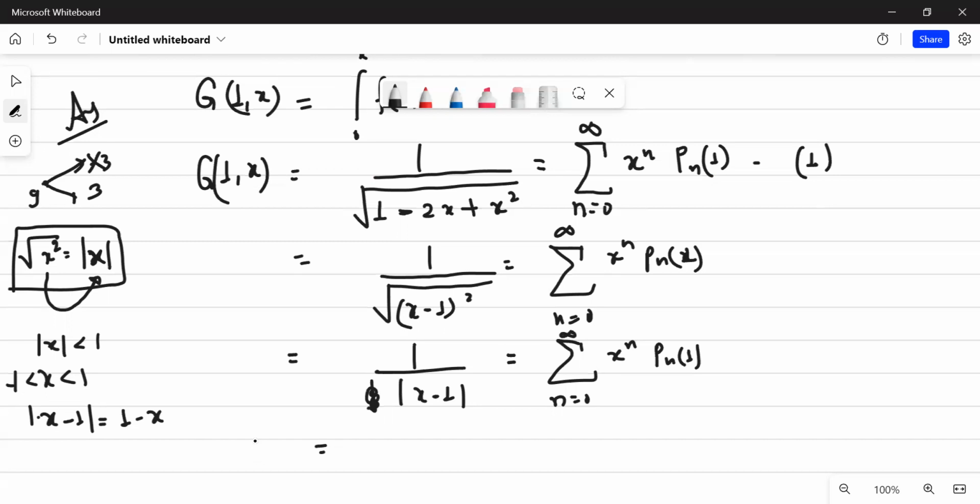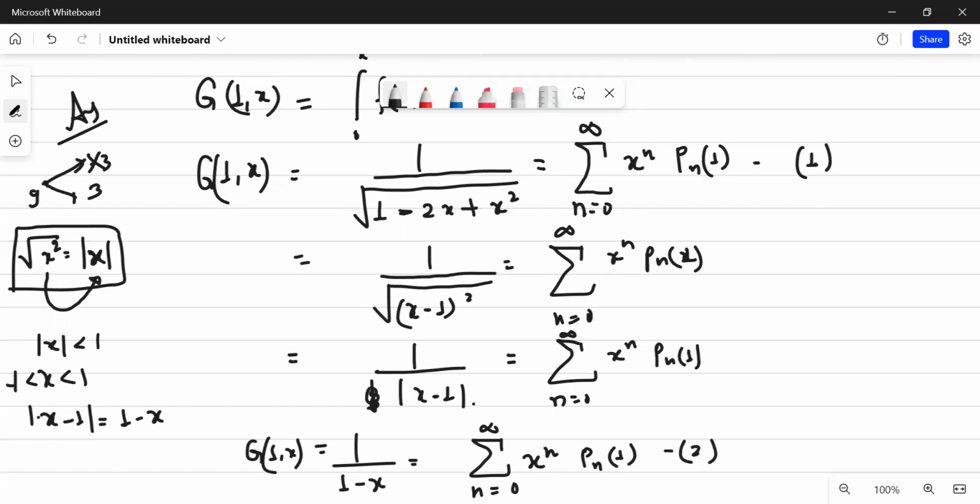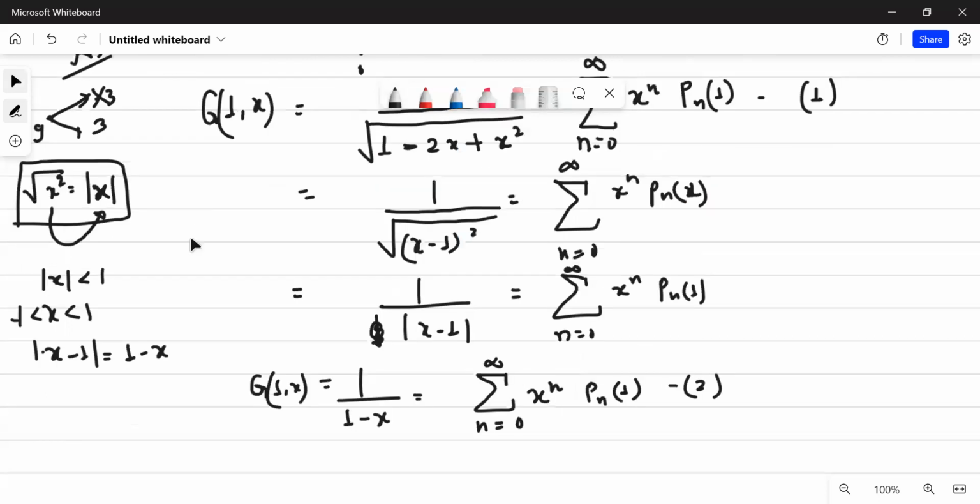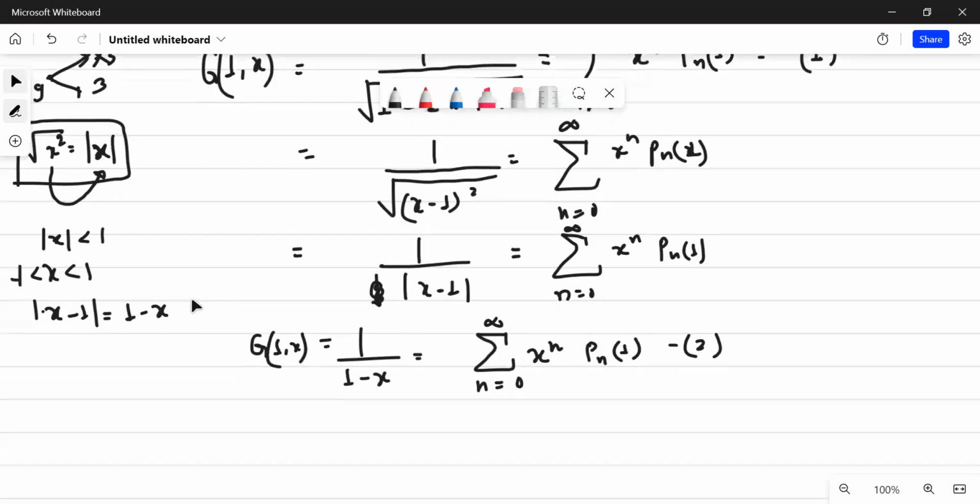So I'll write g 1 comma x as simply 1 upon 1 minus x, and this is equivalent to writing summation n equal to 0 to infinity, and it is equals to x की power n, and then you have pn. Is that clear? क्या नाम है इसका? Is that clear? Yes, sir.